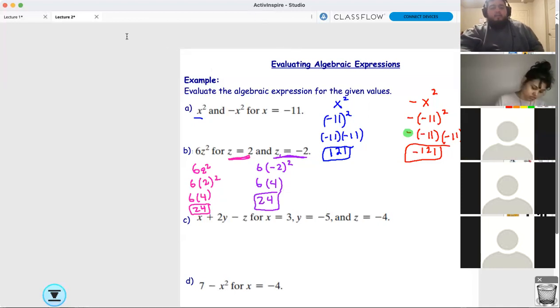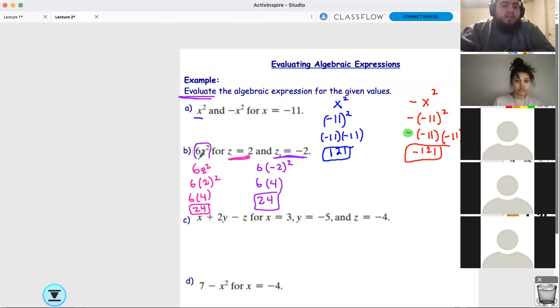How do you know which one to use first? Like for the first step, you use the z equals 2, but not the z equals -2. So it doesn't matter which one you do first. This problem wants us to evaluate the expression for the given values. So here we have one expression with two values. So it doesn't matter which one you do first, just as long as you get both of them done, okay? Was that your question? Yes, thank you. Okay.